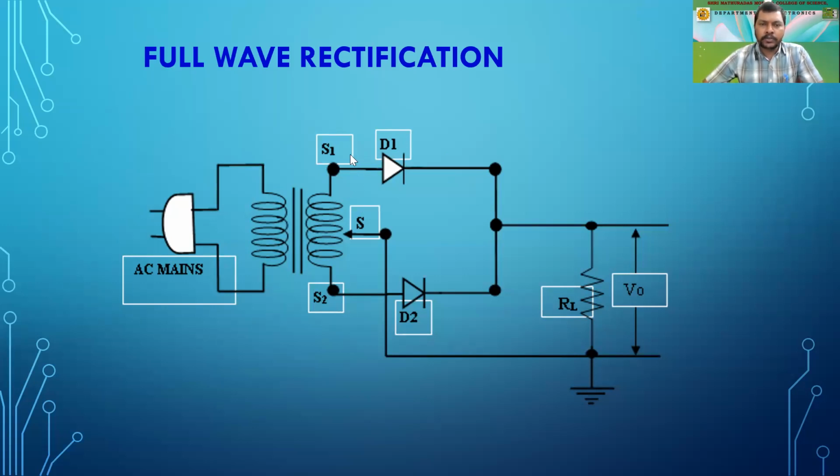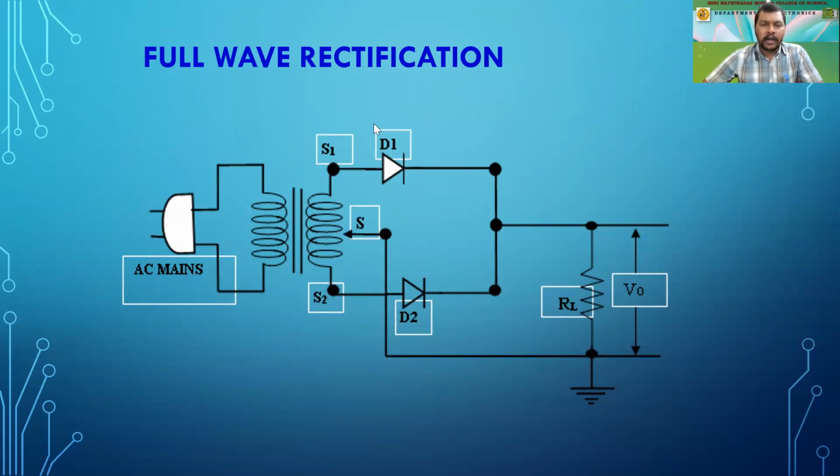And since S1 is positive, diode D1 is going to be forward biased and diode D2 will be reverse biased. So the current will flow from S1 through D1, then to the load resistance RL, then it will return back to S and again go to S1. Thus the circuit gets completed from S1, D1, RL, S, and S1.